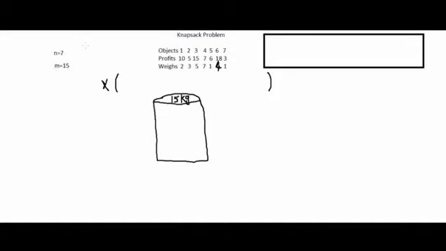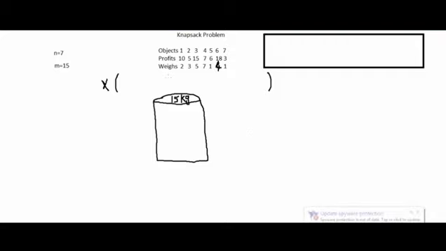Hello friends, in today's lecture we will discuss the knapsack problem, and we will also discuss how we can apply the greedy method to solve it. So first let us understand what the problem is, and what the knapsack problem comprises.